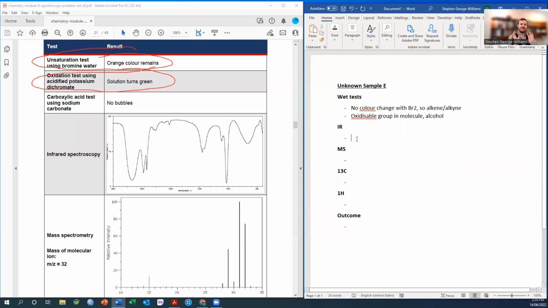So we know that there's something oxidizable in there, possibly an alcohol. I should change that language ever so slightly, but that's the most likely functional group from the ones that you have encountered within the HSC.